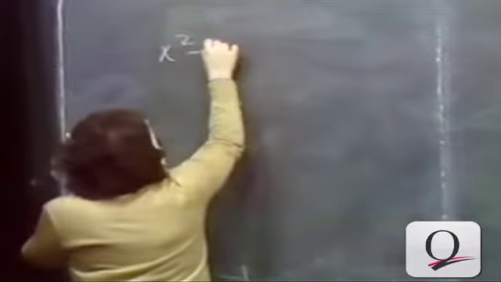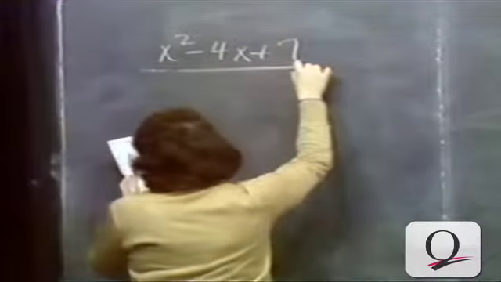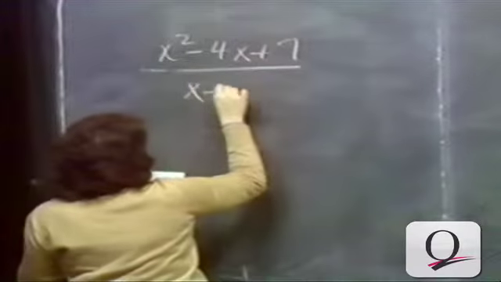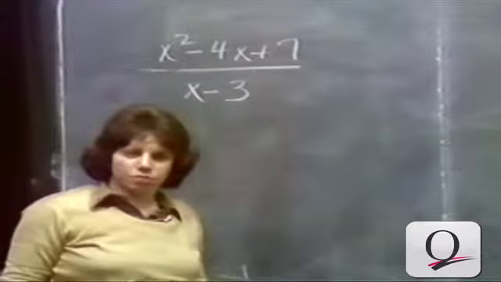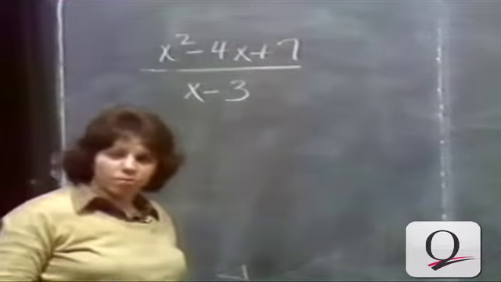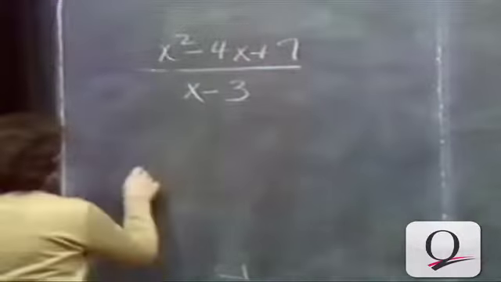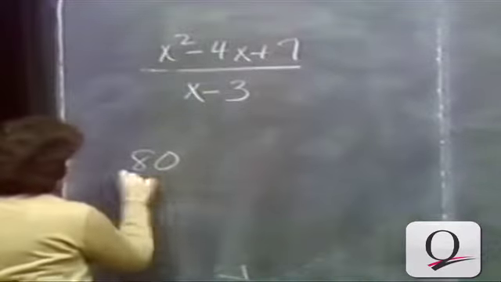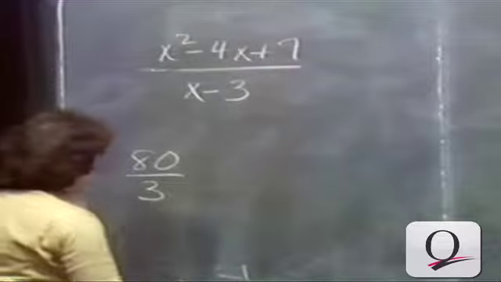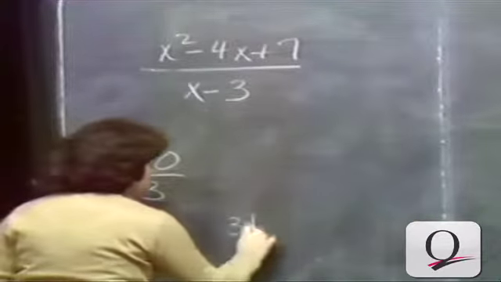Okay, now we want to work out x squared minus 4x plus 7 divided by x minus 3. Now you're aware of the fact that not all division problems give you 0 remainder. Some don't work out evenly. Let's try a problem in arithmetic. If I want to take 80 and divide it by 3, 3 into 80.